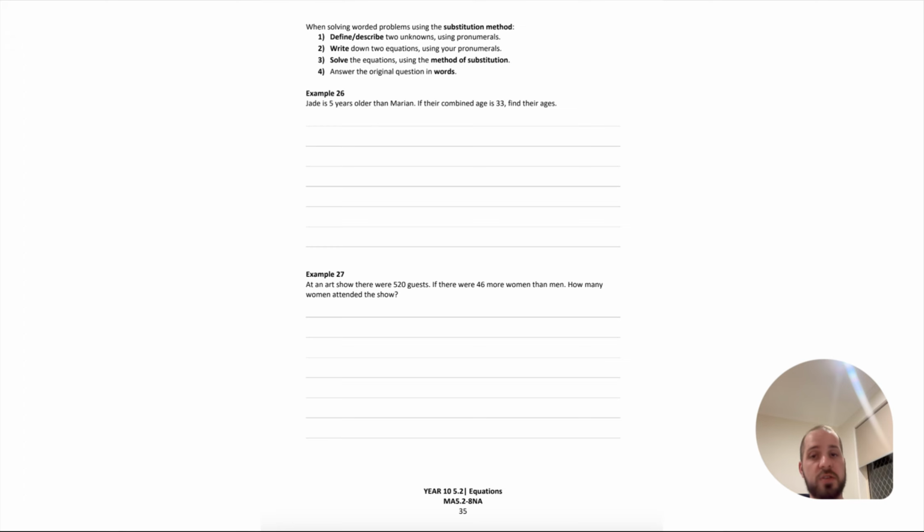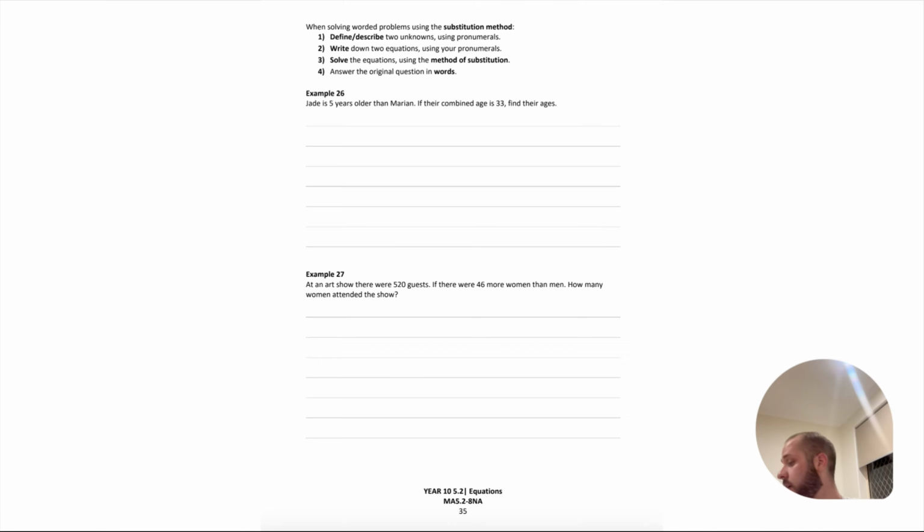So this one's a little bit different. It's not asking us for their combined ages and to find their ages or to find just the amount of men and women. It's asking us how many more women attended the show. Oh, sorry, not more. How many women attended the show? And that's what happens when you don't read the question properly. All right. So how many women attended the show? I was just adding in more there for no reason. All right. So simultaneous equations. Let's get our two equations out there. All right. So there was 46 more women than men.